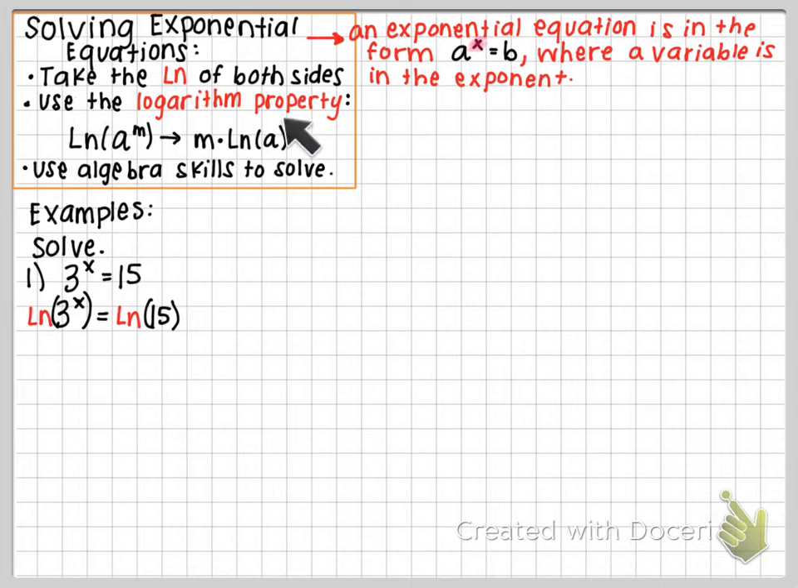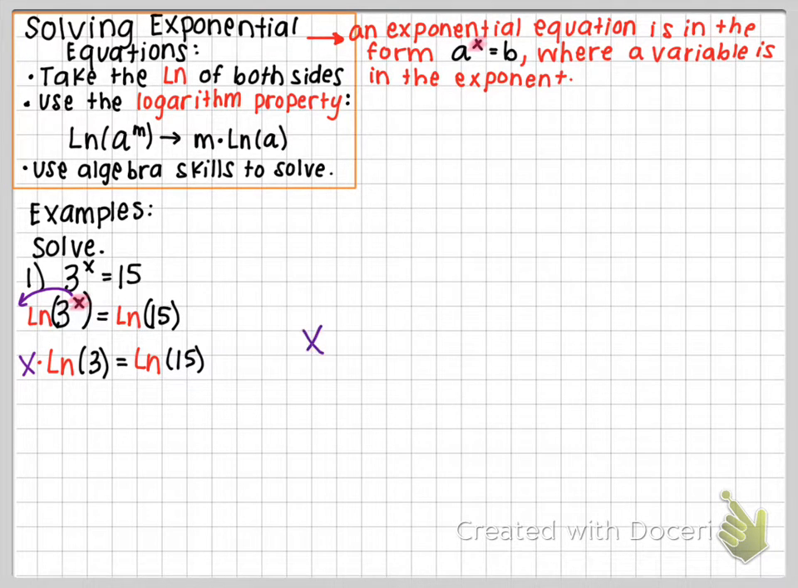Use the logarithm property. So remember, if there's an exponent up here, we have to move it to the front, which there always will be an exponent because it's an exponential equation. So we have to move this to the front. So we're going to say x times ln 3 equals ln 15. Now, if you put this in a calculator, those are numbers. So tell me how you'd solve this.